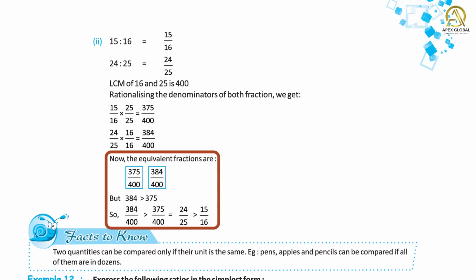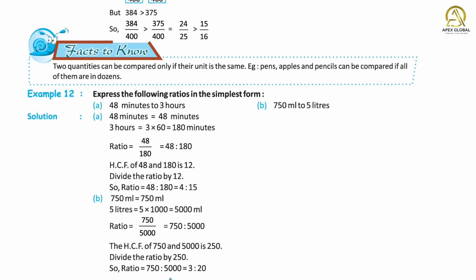But 384 is greater than 375. So, 384 upon 400 is greater than 375 upon 400, which means 24 upon 25 is greater than 15 upon 16.